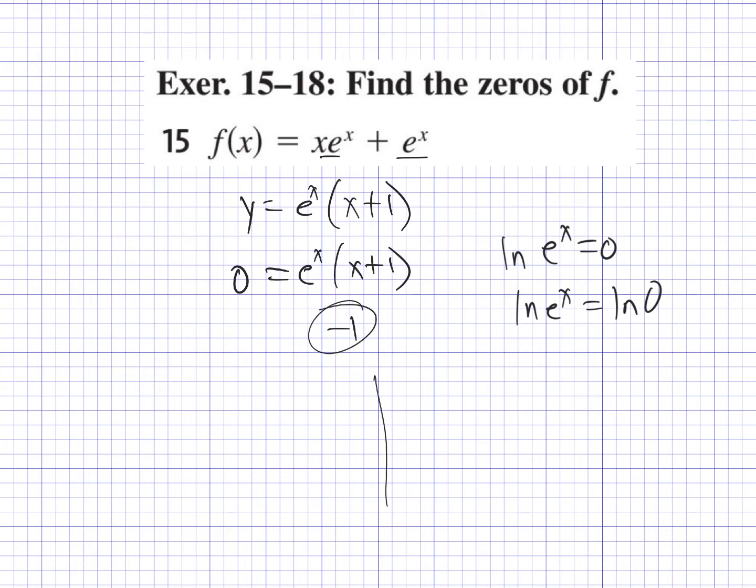An error because remember, e to the x looks like this. So when you have the natural log of e to the x is actually going to look like this. And notice that no matter what you do, you can't get 0 for x. All right.